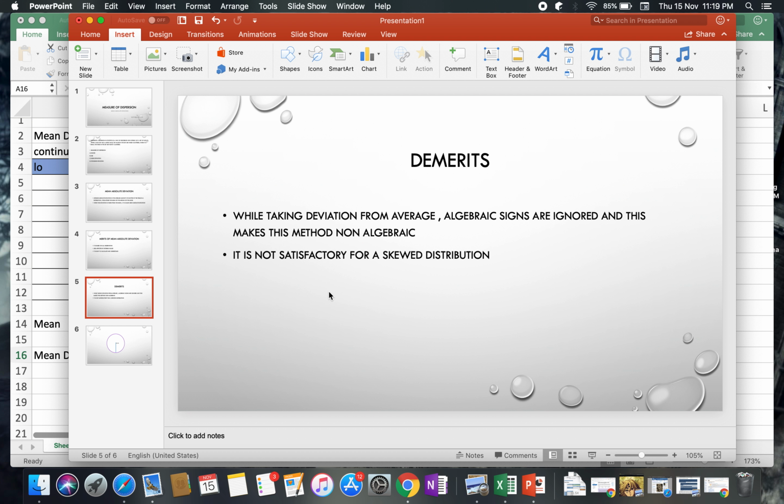Now, the demerits, most important. While taking deviation from average, algebraic signs are ignored, and this makes this method non-algebraic. What it means is that the negative sign of the deviation is ignored, which can create a big problem when you're working with data that cannot have negative figures, like money. And the second point is it is not satisfactory for skewed distribution.